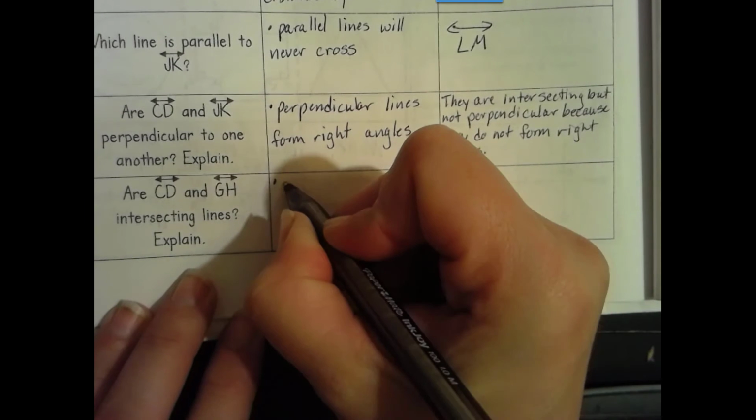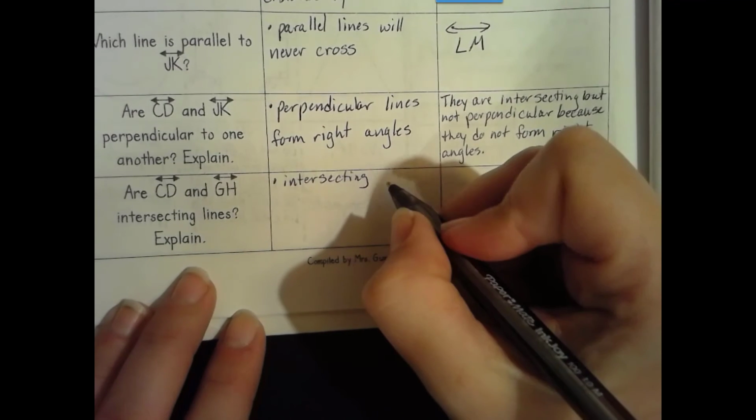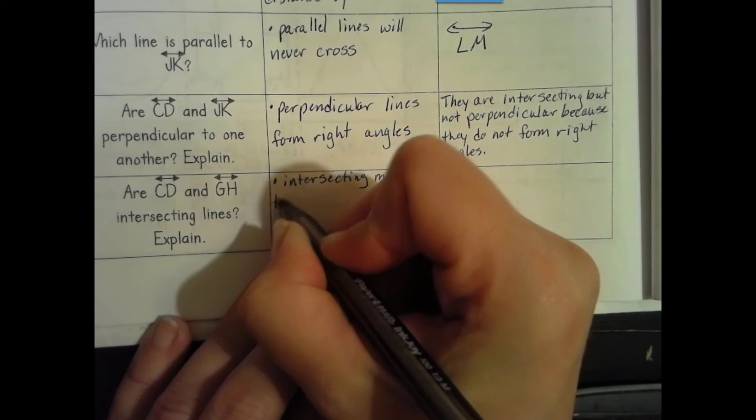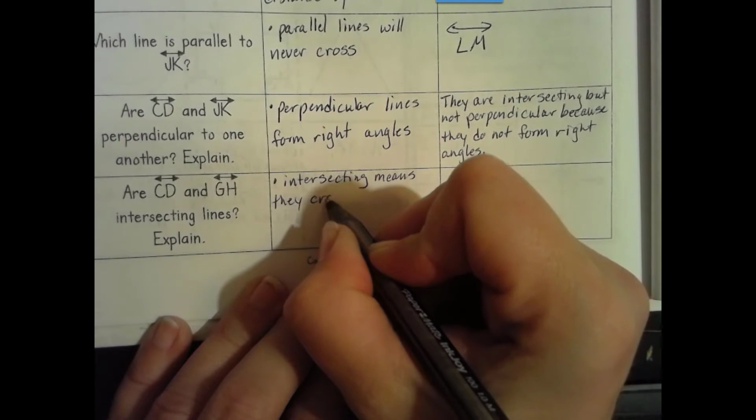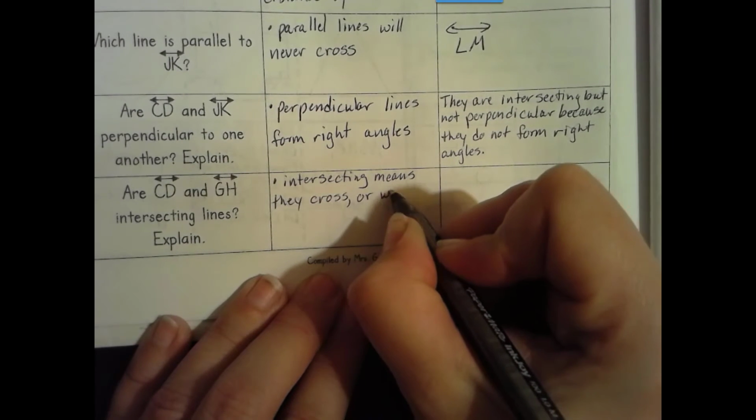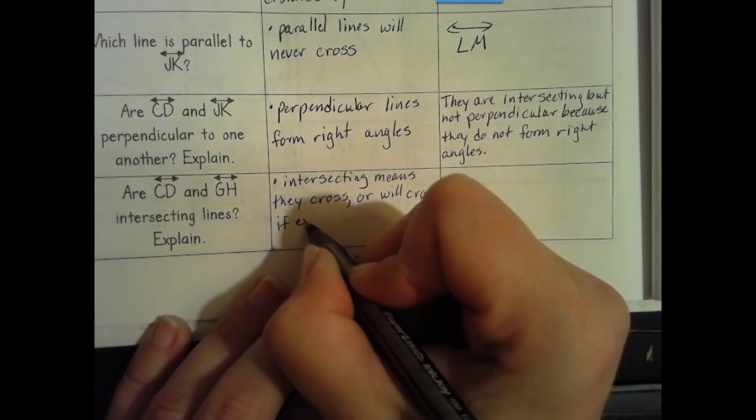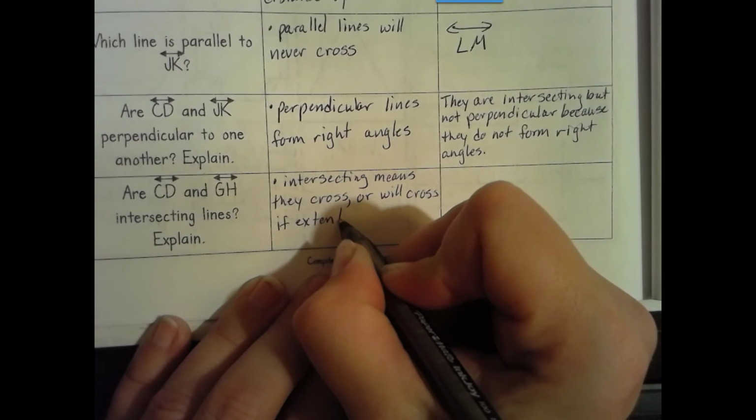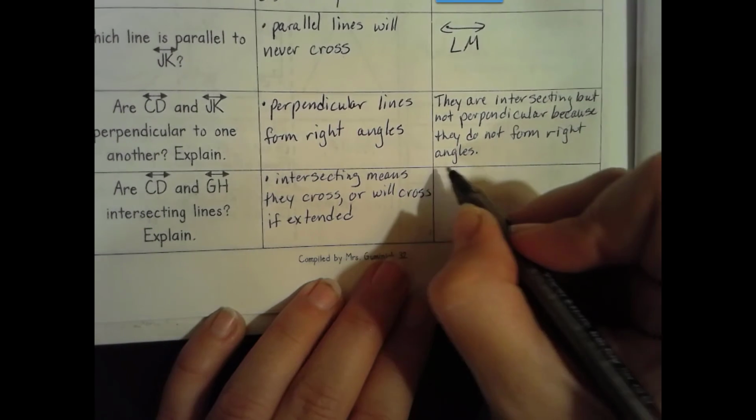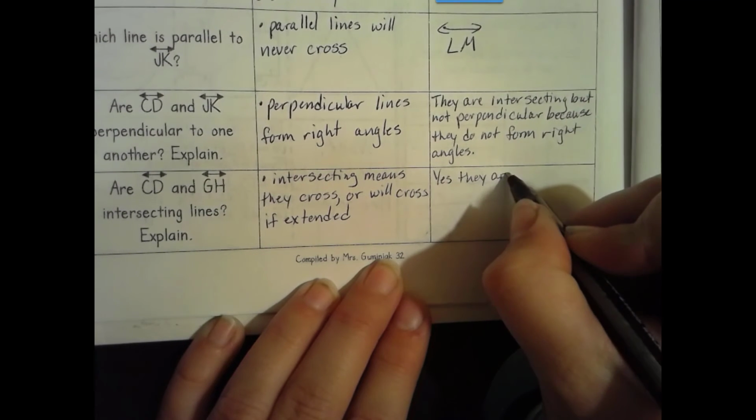So we need to get down that intersecting means they cross or will cross if extended. If those lines are drawn out, they will eventually cross. Yes, they are intersecting.